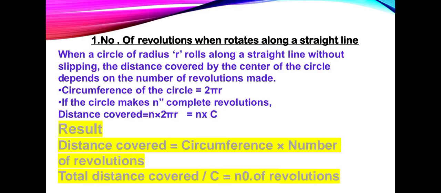So, number of revolutions when a circle rolls along a straight line. If a circle of radius r rolls along a straight line without slipping, the distance covered by the center of the circle depends on the number of revolutions made. The circumference of the circle is equal to 2 pi r. If the circle makes n complete revolutions, the distance covered equals n multiplied by 2 pi r, that equals n multiplied by C, because 2 pi r is the formula of circumference. So the distance covered is equal to circumference multiplied by number of revolutions, and total distance covered divided by circumference is equal to number of revolutions.